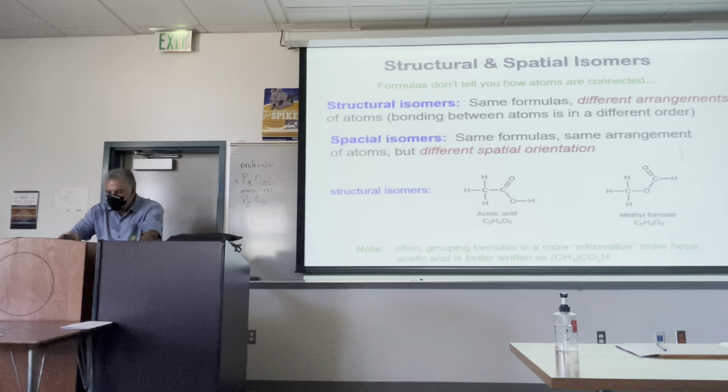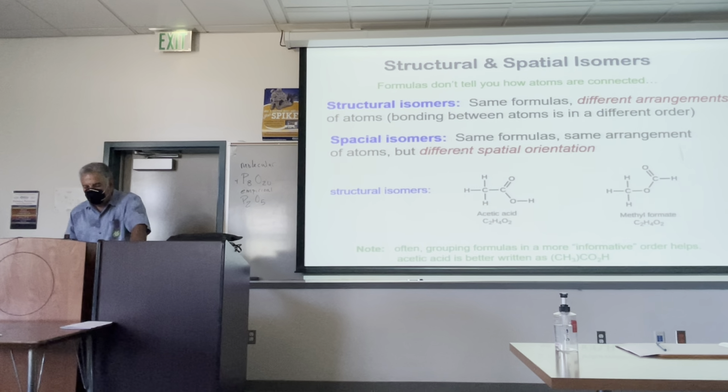Structural isomers, we have acetic acid, which is C2H4O2, and methyl formate, which is another isomer, but this time it has the oxygen in the middle between the carbons, right? That's the difference in the structure, but they have the same formula, C2H4O2. So that's a structural isomer. Note, often grouping formulas in a more informative order helps. Acetic acid is better written as CH3CO2H, and sometimes it is, right?